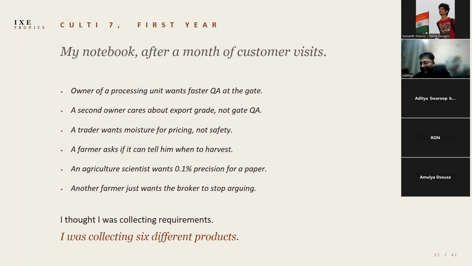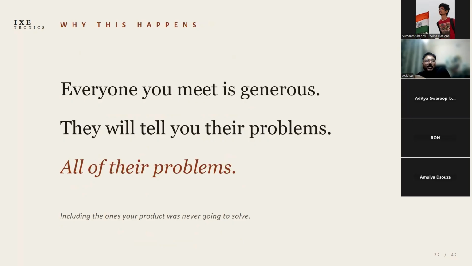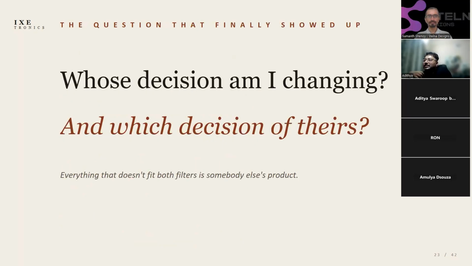So what we tried to work on is asking ourselves these two questions: what decisions am I taking, and who is the decision maker, and which decision of theirs am I changing? If the decision maker is not very relevant to your product, or is not ready to pay for your product, and you are trying to solve his problem, I think you're doing the wrong thing. For example, a farmer will say this is what we need, but a farmer will not be able to afford your product. At that time it's absolutely the wrong thing to try to fit his requirement to your product.